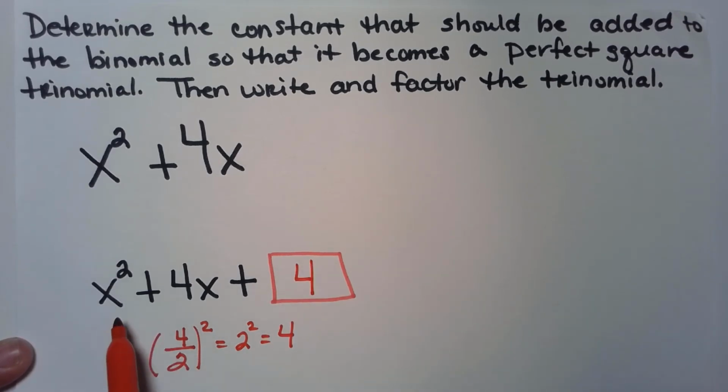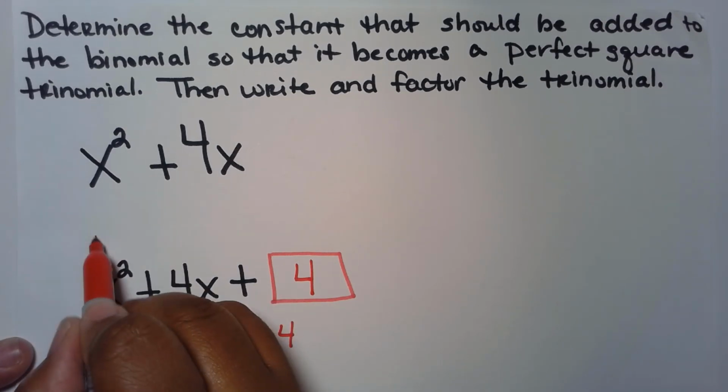So now we have a trinomial that's a perfect square. Remember, for a trinomial to be a perfect square, you want to look at the first and last terms, see if you can find two identical factors that would give you x squared, two identical factors that would give you this 4. And then we definitely want it to equal the middle term. So now we have a perfect square trinomial.